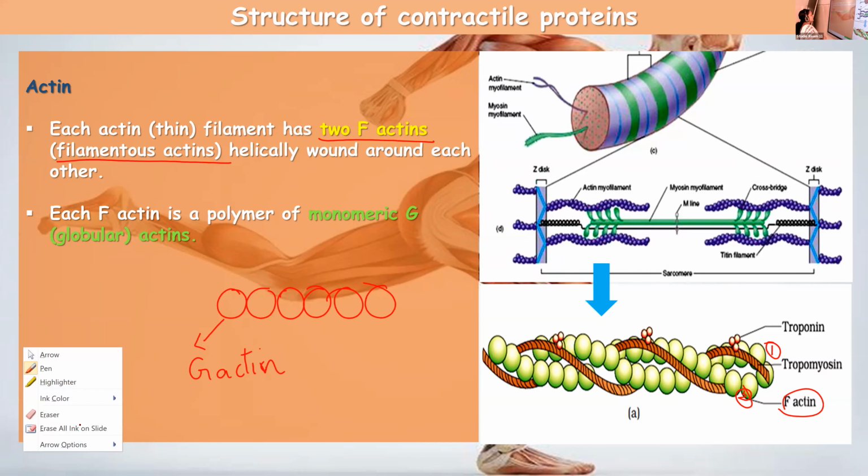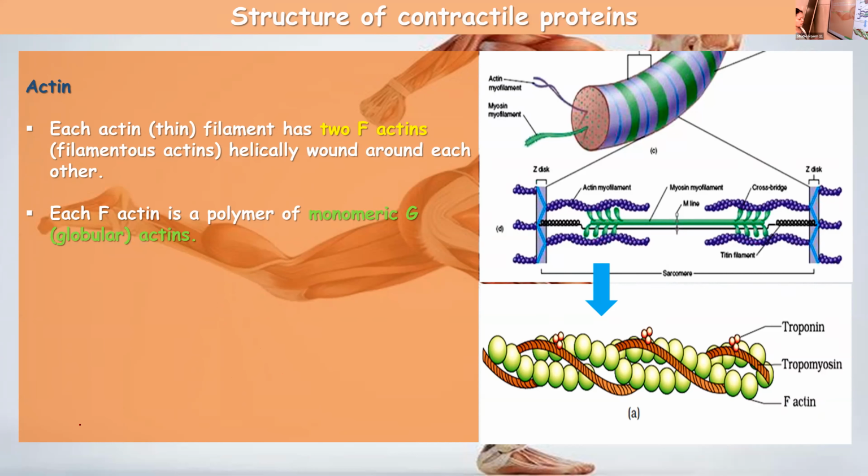So each actin or thin filament is made up of two F actins or filamentous actins. If you take each F actin, you will find that it is made up of several subunits, several monomeric units known as globular actins. As you can see, they are globe-like spherical structures. Many such monomer units are joined together to form filamentous actin.